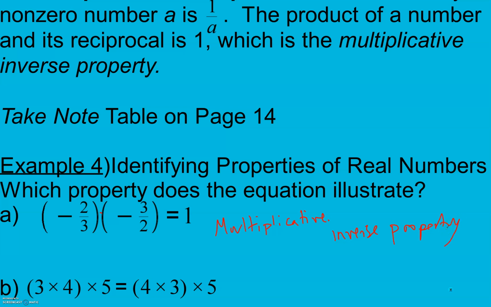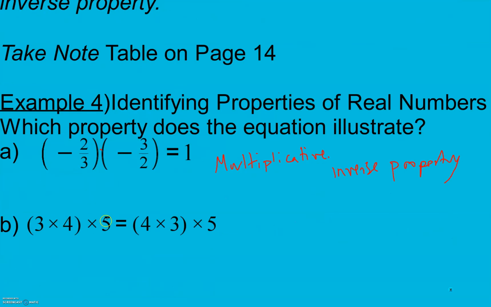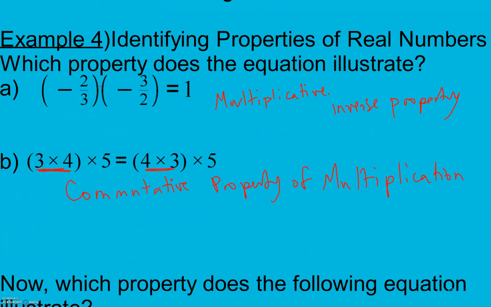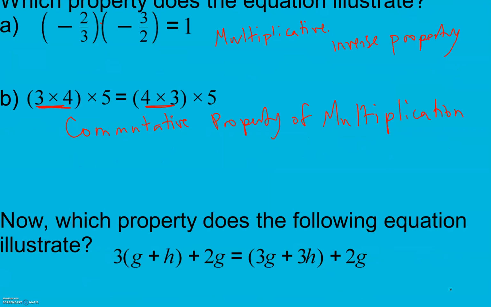In B, the thing that changed here is our order. If we look, our group is still the same. It's still a 3 and a 4 and a 4 and a 3, but what changed is our order. It moved, and so it's the commutative property of multiplication. Again, if things move around, it's the commutative property. If they change their grouping, which that one didn't, it's the associative.